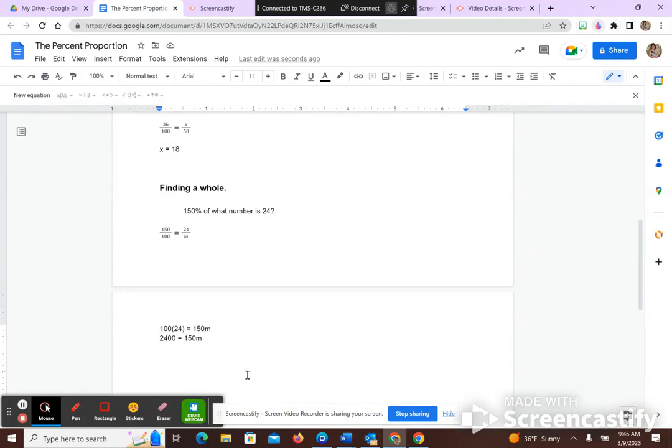Whoops, I typed it in wrong. I got, with my calculator, M equals 16. Is that what you guys got? Now, once you're done, put it back into the ratio or the proportion and see if it makes sense.